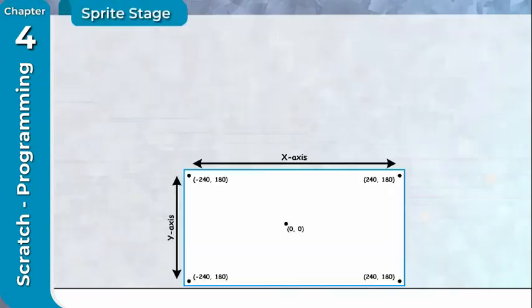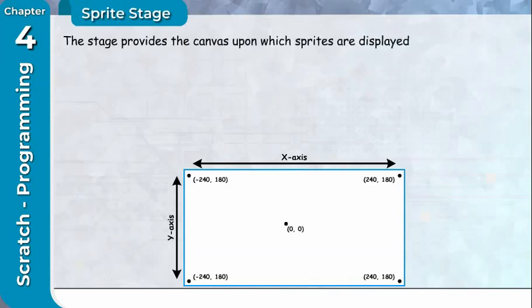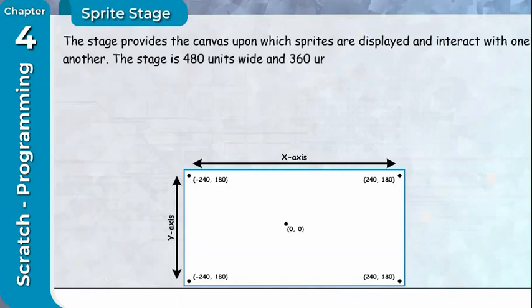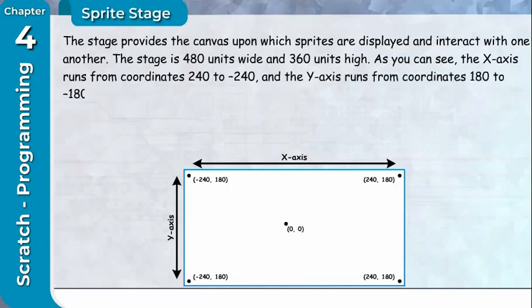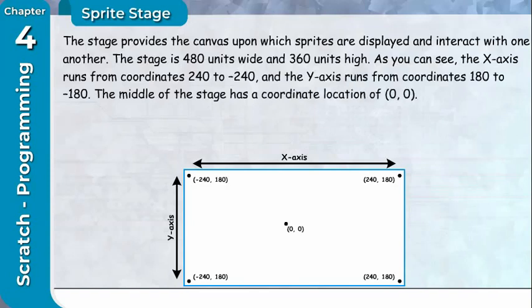Sprite Stage. The stage provides the canvas upon which sprites are displayed and interact with one another. The stage is 480 units wide and 360 units high. As you can see, the x-axis runs from coordinates 240 to -240 and the y-axis runs from coordinates 180 to -180. The middle of the stage has a coordinate location of 0, 0.